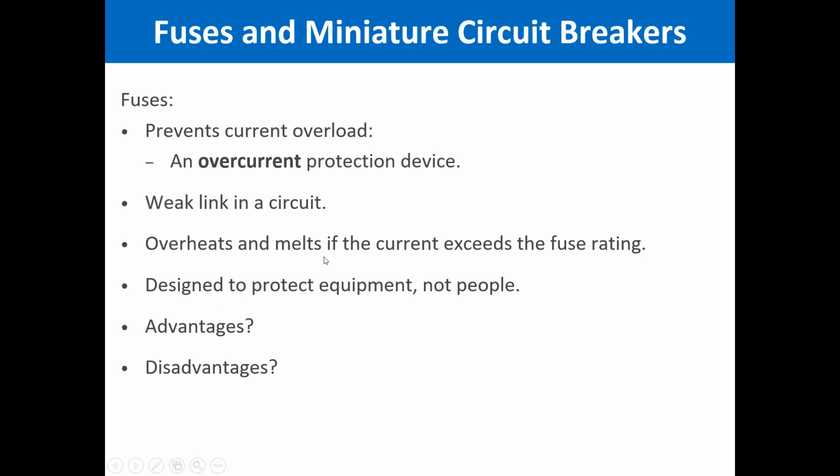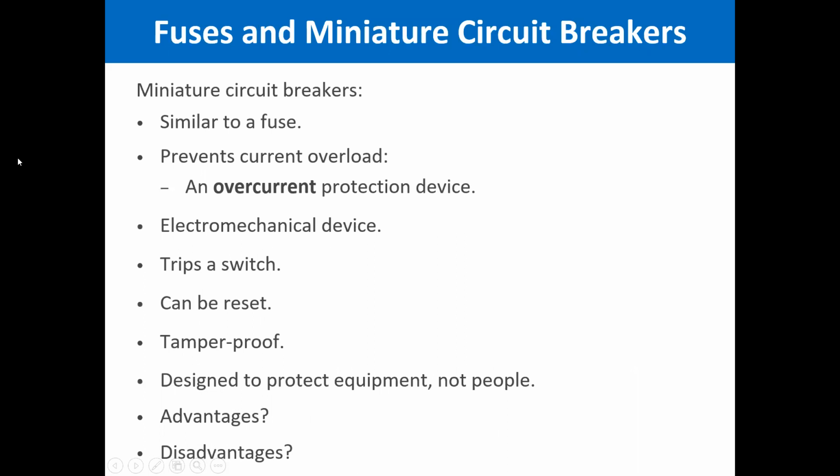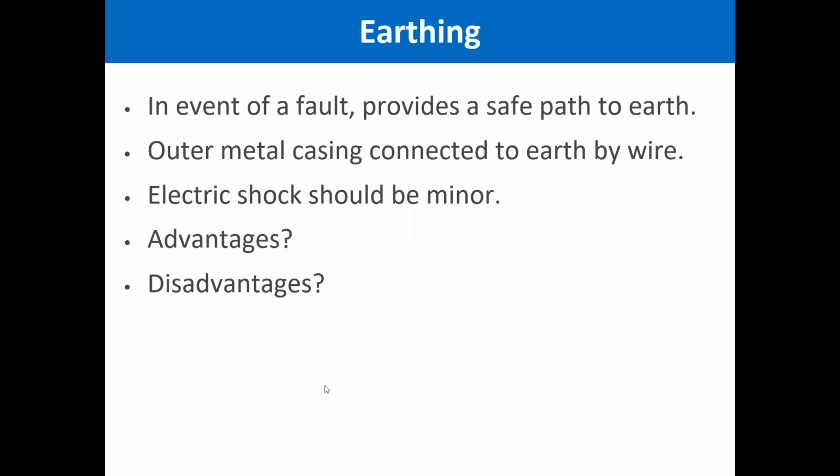It overheats and melts if the current exceeds the fuse rating, and it is designed to protect equipment and not the people. It has certain advantages and disadvantages as well. Miniature circuit breakers are similar to a fuse. They prevent current overload. It's an overcurrent protection device as well. It's an electromechanical device. It trips a certain switch. It can be reset. It is tamper-proof and designed to protect equipment and not the people.